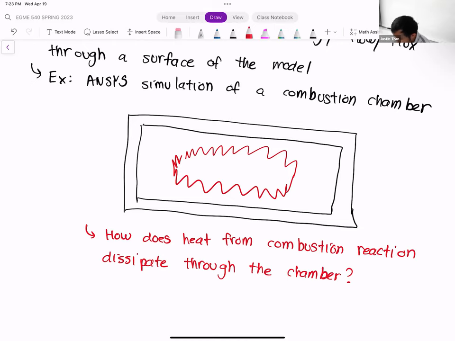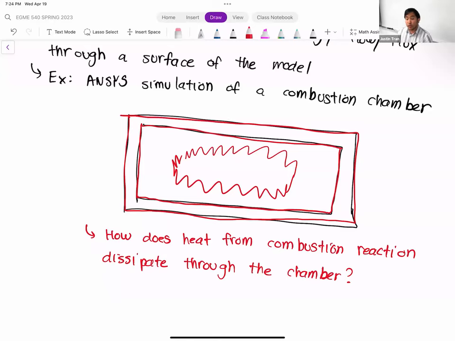One way that you can do this, and oftentimes you don't want to simulate the combustion itself because that's going to be really expensive, is to make a CAD model of just the chamber. So we're concerning ourselves with just the solid part of this chamber here. Then to simulate the combustion reaction, you would specify a heat flux boundary condition on the inside. The value that you put there is going to be equal to the amount of energy that's given off by the combustion reaction.